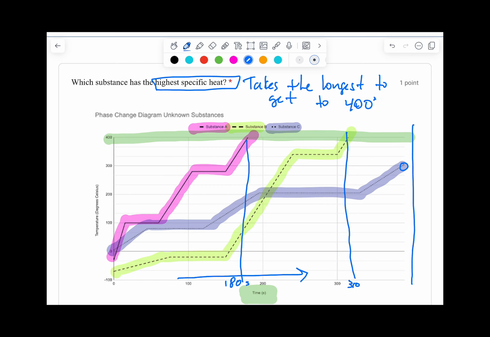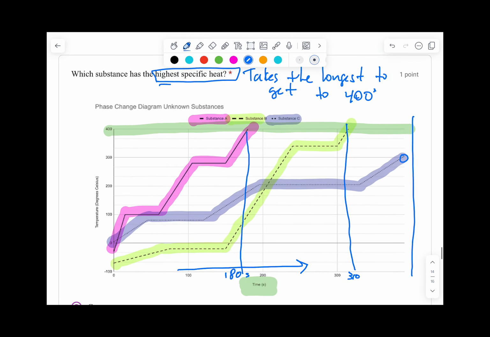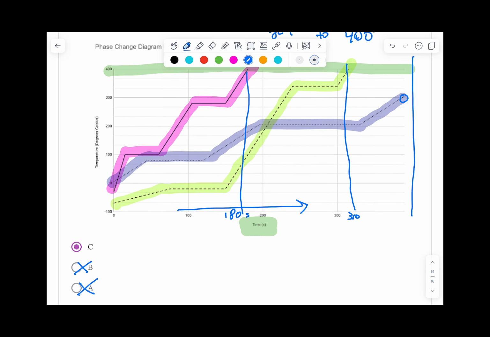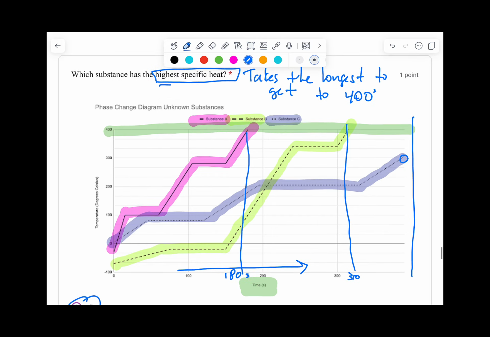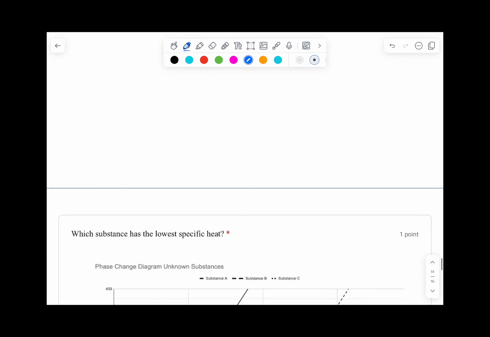Whatever substance takes the longest to get to 400 degrees, that's the one with the highest specific heat. It only took substance A 180, so we know that it's not substance A. It took substance B 310, so we know it's not substance B. Substance C never even got to 400 degrees. So as a result, we know that whatever substance C is, it is very resistant to being heated. So we can say that it has the highest specific heat.